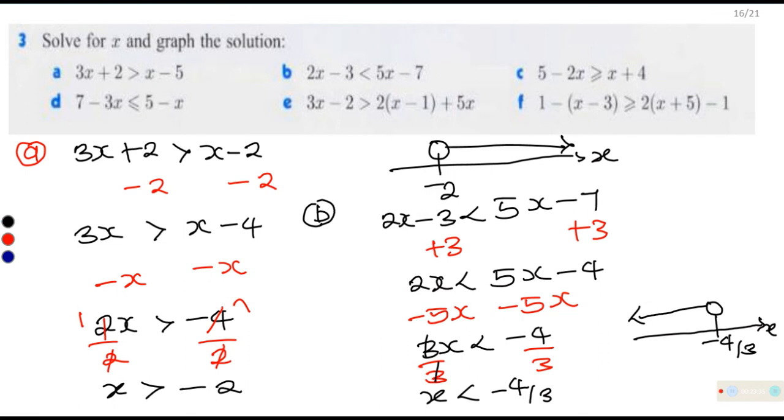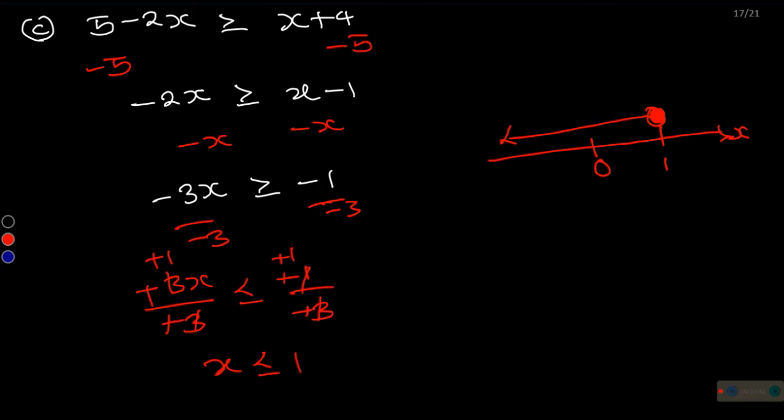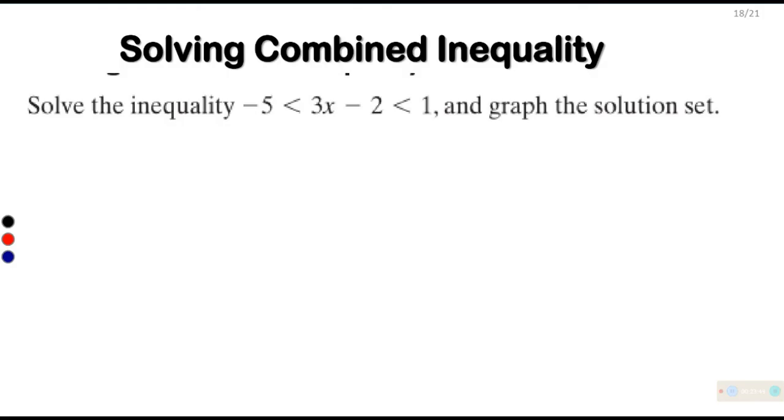So the remaining one has been left for you as an exercise. Make sure you pause the video, you practice them, and you email me if you have any problem or any question. Now the next lesson is solving combined inequalities.